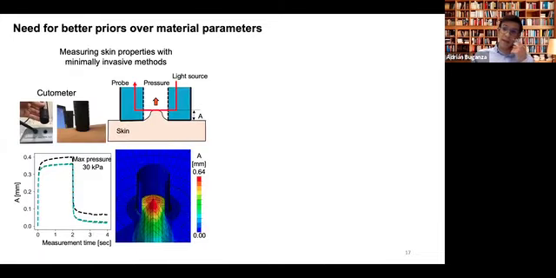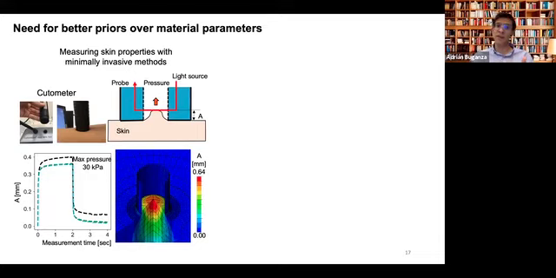One of the things that we need to improve, as I said, is that we can get really, really good geometries, but in terms of the material properties, we're still not great. So one of the things that we have is we have bought this commercial system called the Cutometer, which allows you to get non-invasive measurements of the skin mechanical properties.